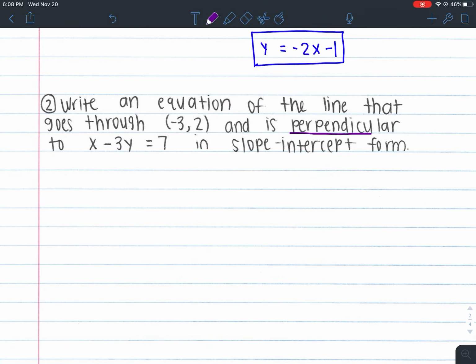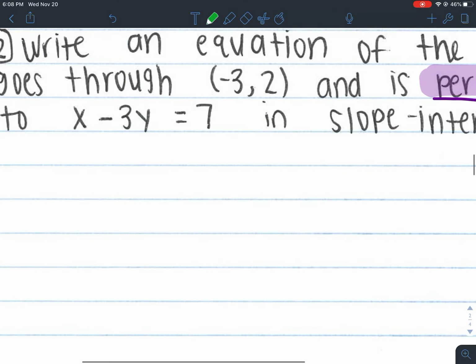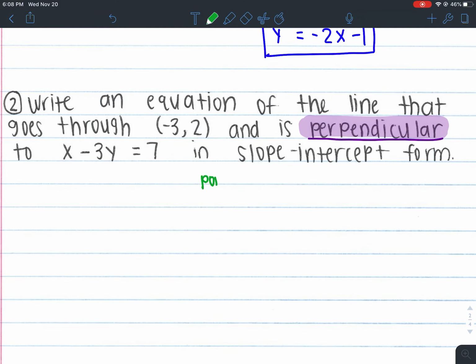Remember what that means. It means it has opposite reciprocal slopes to the line x minus 3y equals 7 in slope-intercept form. Now, they gave me a specific point that they wanted to go through. They wanted to go through (-3, 2).